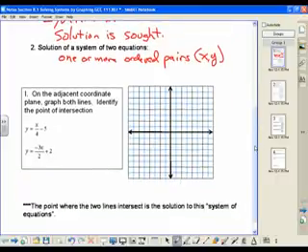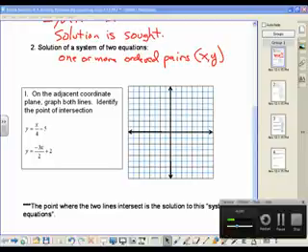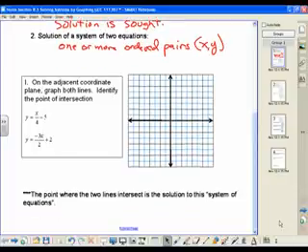So right now, what I need you to do is graph these 2 lines. This is the graphical method. So on the adjacent coordinate plane, graph both these lines and identify that point of intersection. So graph both of them, please. On your page, graph, find the y-intercept, and use the slope to find the 2 lines. Let's look at this.